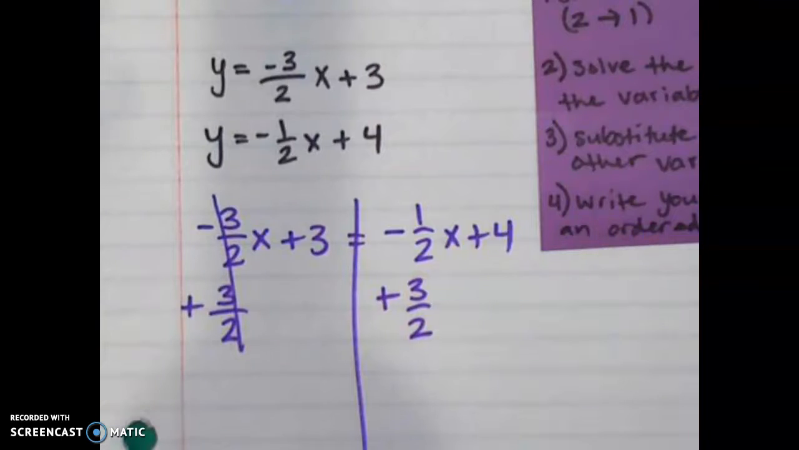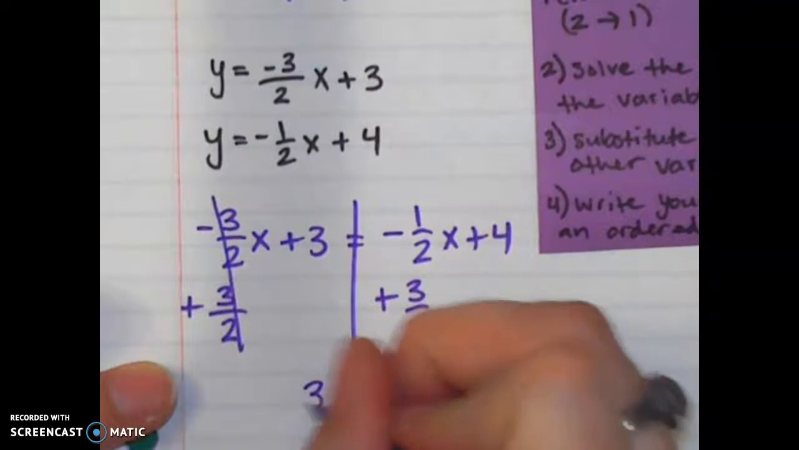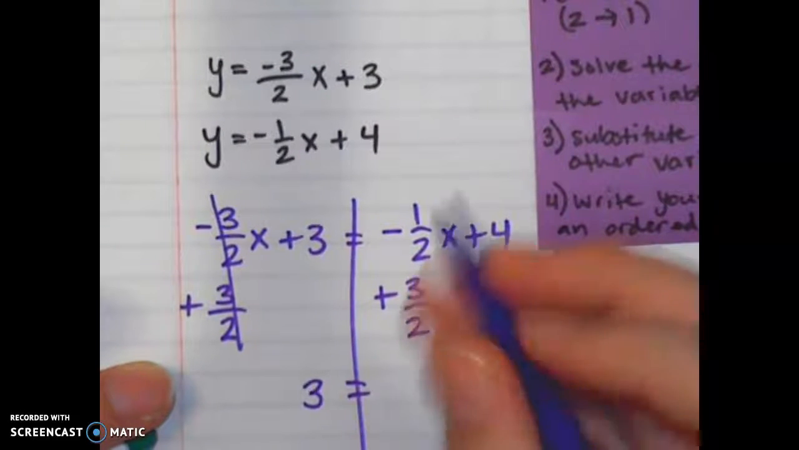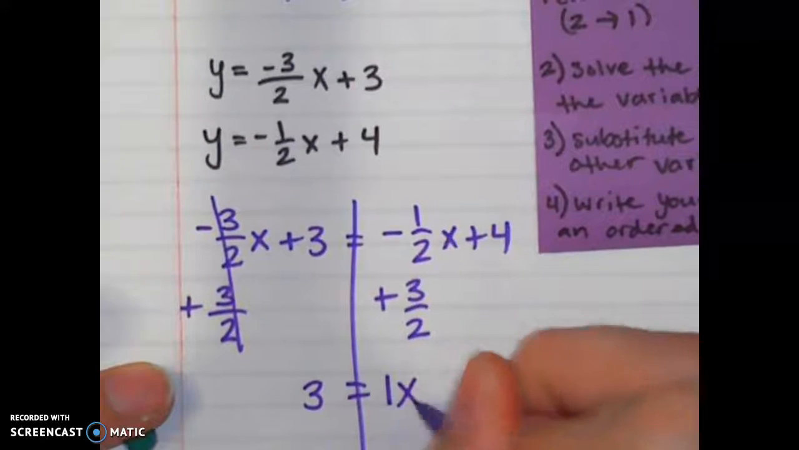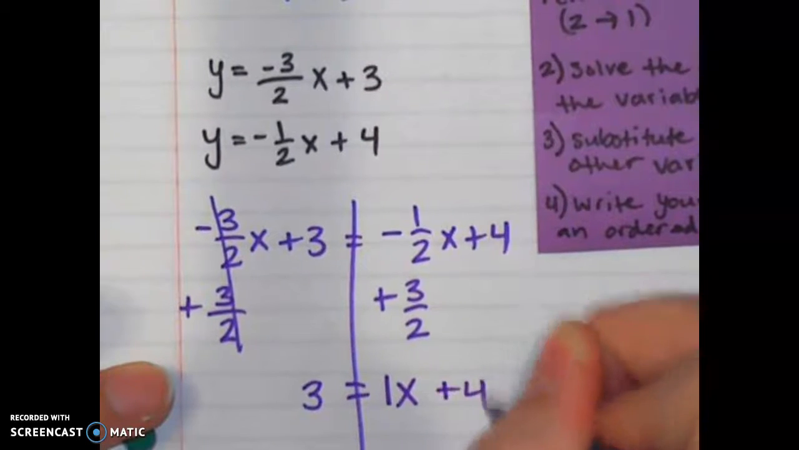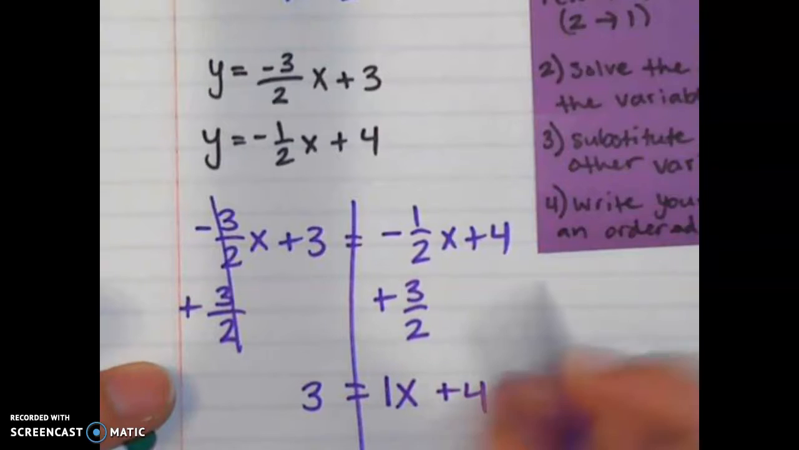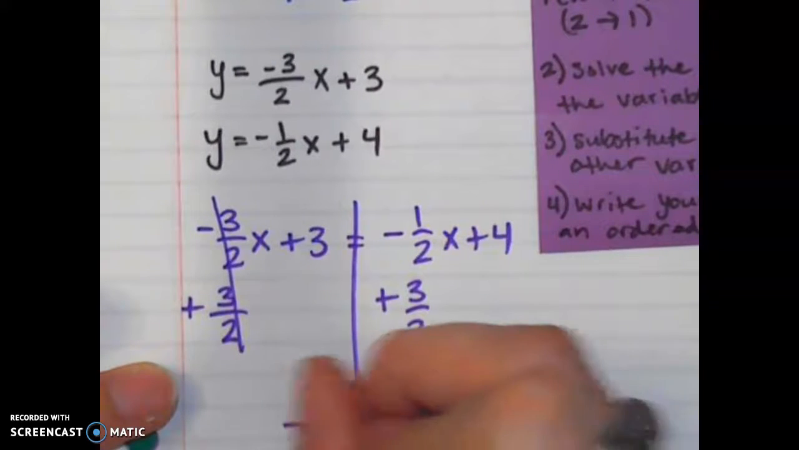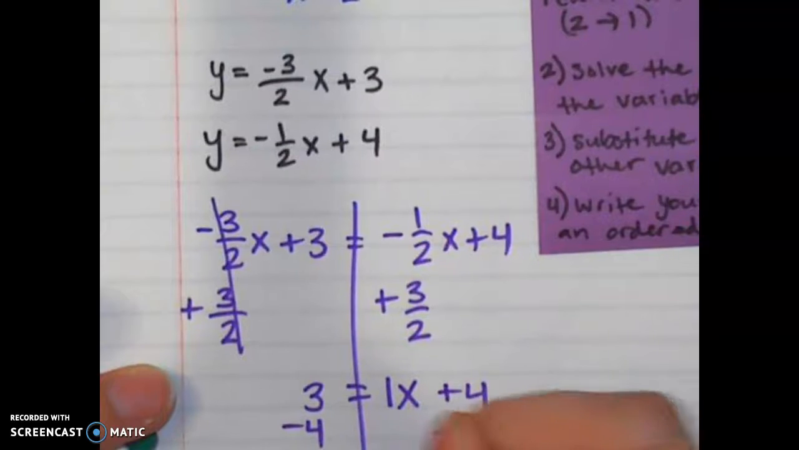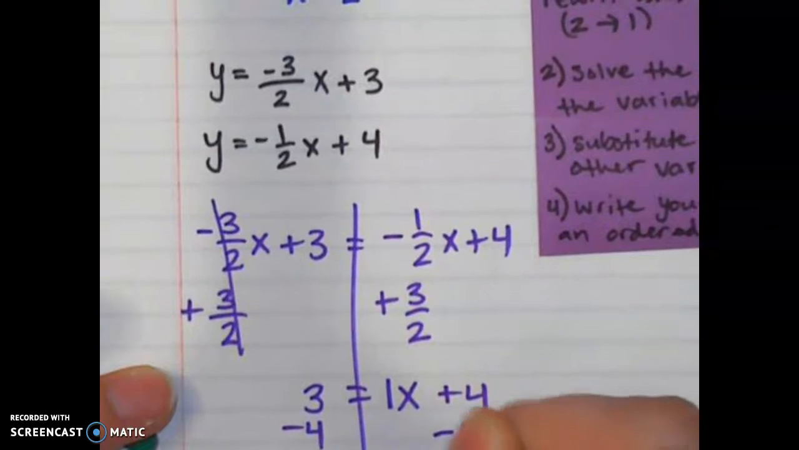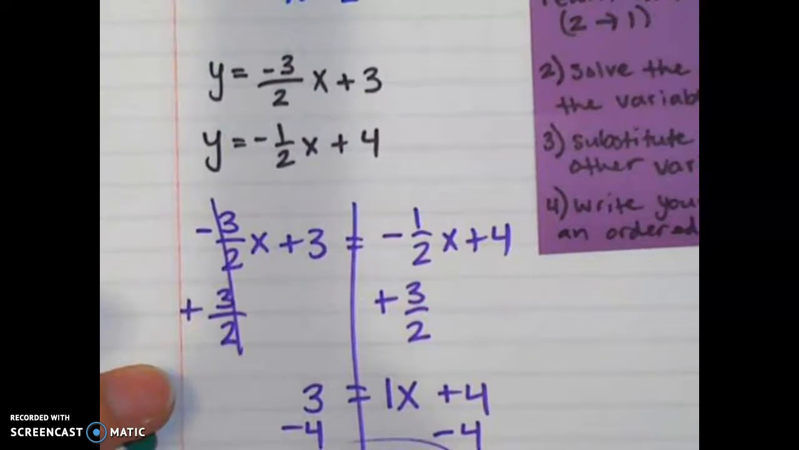This is why I decided to go along with this. So I'm left with 3 here, equals 2 over 2, which is just 1. So I'm left with 1x over here, which is really nice, plus 4. Now I've got to get rid of this 4 because it's next to the variable, so I'm going to subtract 4. Subtract 4, and I'm left with 3 minus 4 is negative 1 equals 1x. Done.